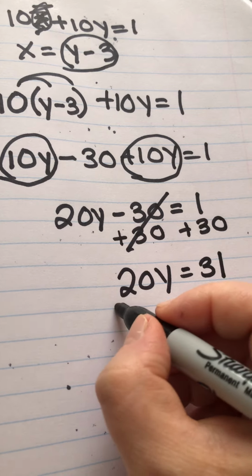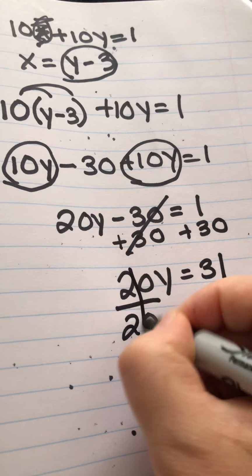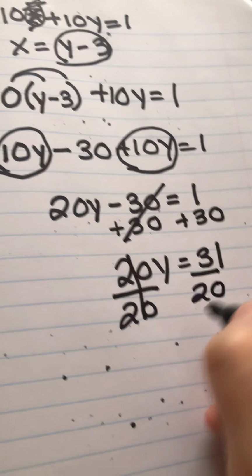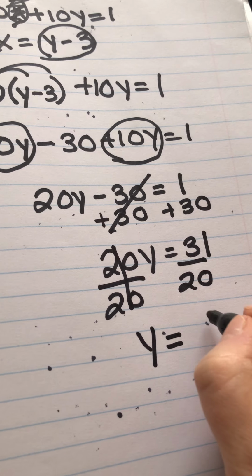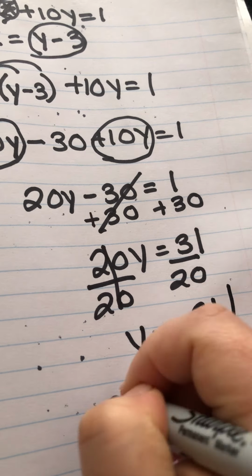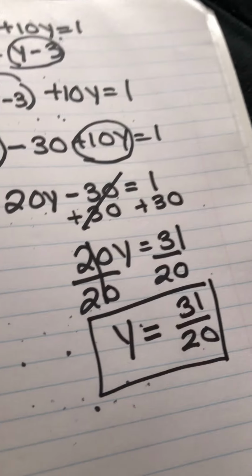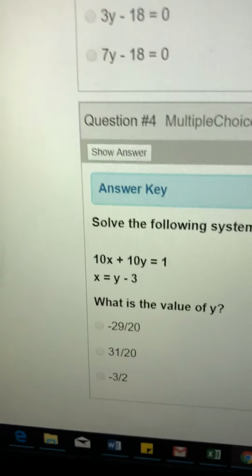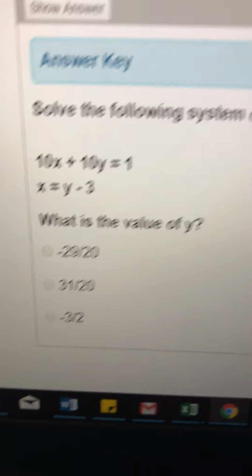And then my last step is to divide by 20 so that I can finally get my y by itself. So I'm going to have y is equal to 31 over 20. And you can see which multiple choice answer makes the most sense there.